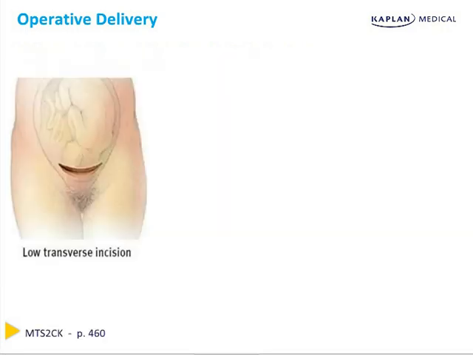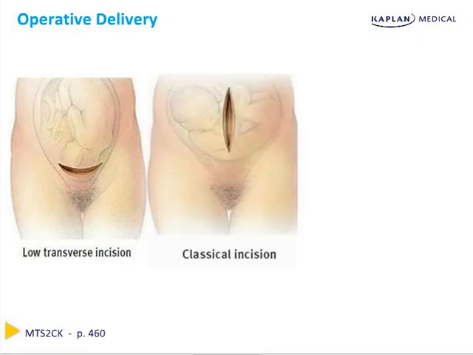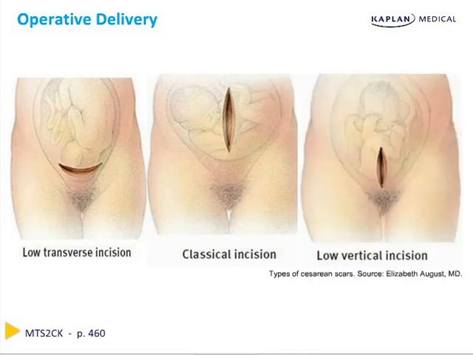A few diagrams here reviewing the different types of uterine incisions. Again, remember that these are uterine and not skin incisions. The low transverse, which is the most common type, seen here. The classical incision, used for preterm breech fetuses or inability to access the lower uterine segment, or at time of planned cesarean hysterectomy. And the low vertical incision for preterm breech fetuses.